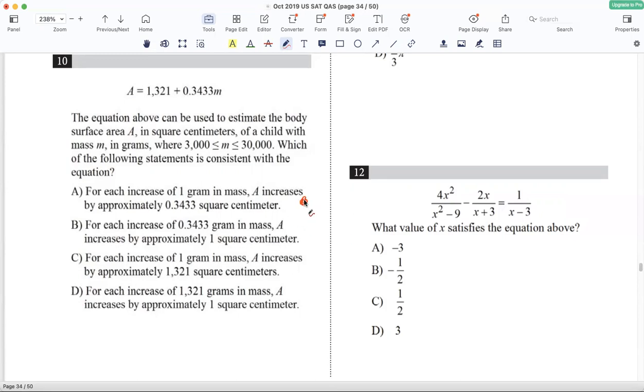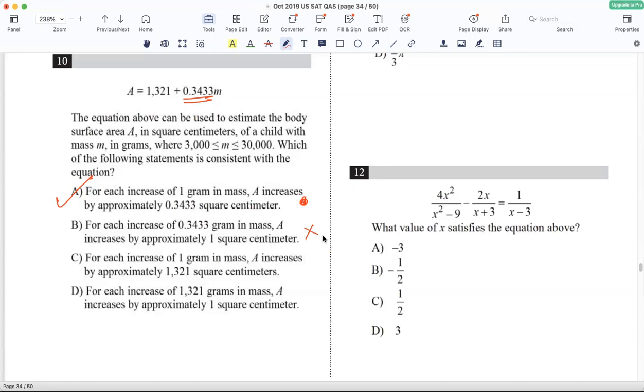So this is correct because you can see that 0.3433 is the slope of this line. So every time the value of m increases by 1, the value of A will increase by 0.3433. So this is correct. For each increase of 0.3433 grams in mass, A increases by 1 square centimeter. No, this is not the correct interpretation of slope.